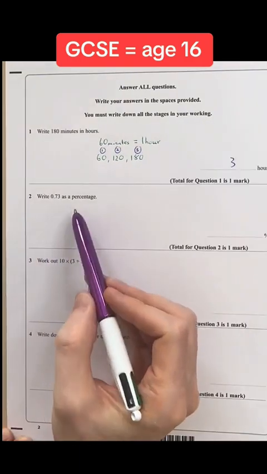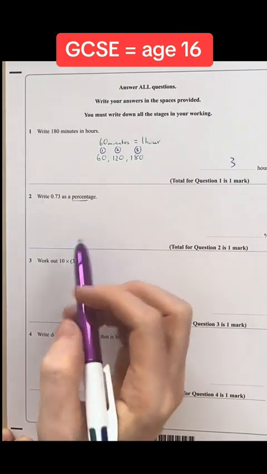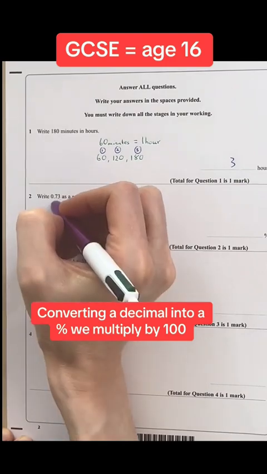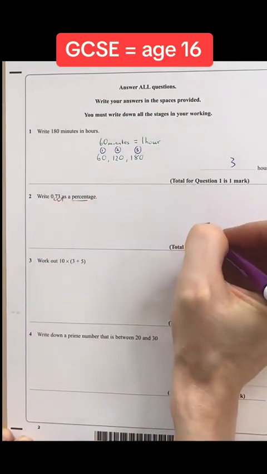Write 0.73 as a percentage. We know percent means out of 100. When converting a decimal into a percentage, we just multiply by 100. I will move the decimal 2 places to the right. Hence, 0.73 will equal 73%.